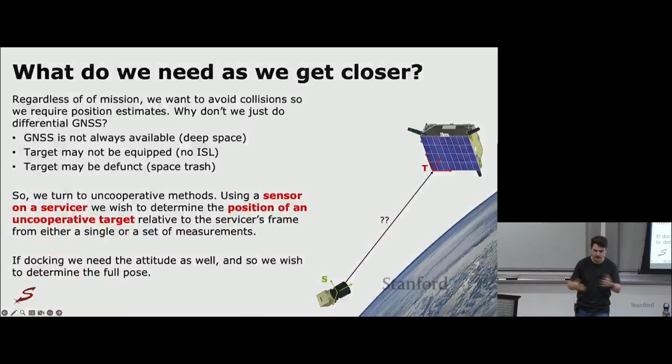And I have an image here to help you talk about these things. Generally, when I say the target, it's the thing that we're trying to image if we're talking about vision-based pose estimation, and the servicer is the thing with the imaging device, like a camera. So in uncooperative methods, what we're going to try to do, and this is more of a general problem statement, is to use a sensor on a servicer to determine the position of an uncooperative target relative to the servicer's frame. And we're going to do this either using a single or a set of measurements. If we're docking, we're also going to care about the attitude of the target. And then in that case, we're going to talk about the pose. And the pose is just a combination of the position and the attitude put together.